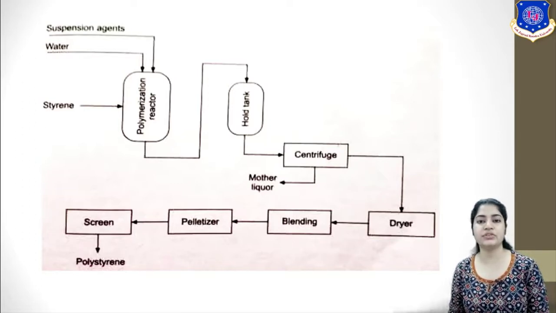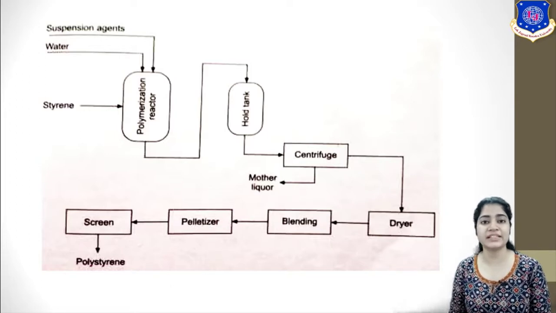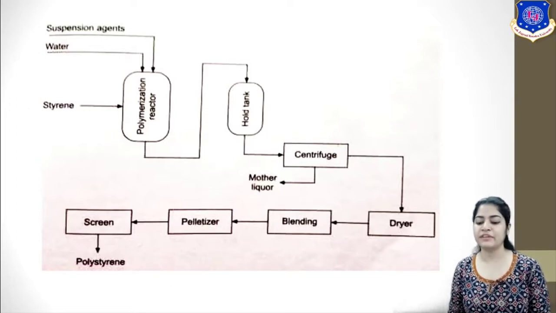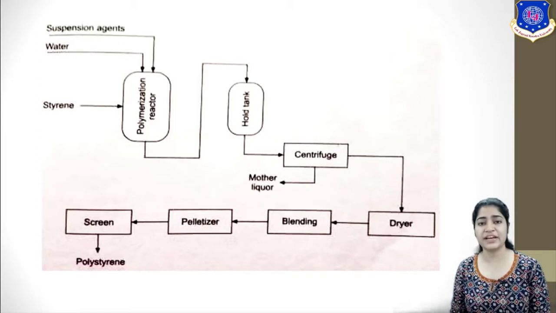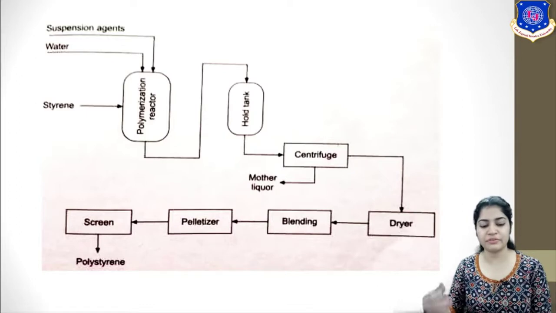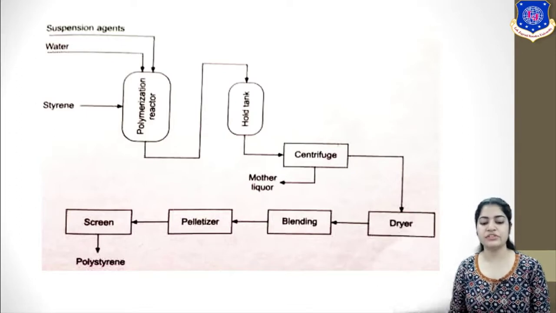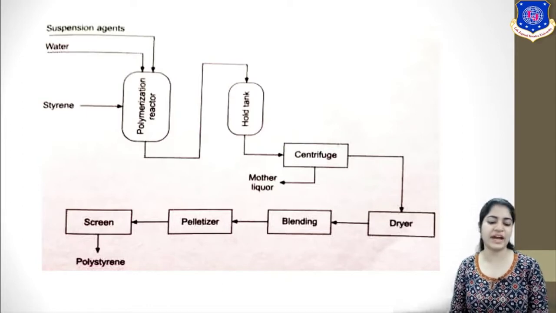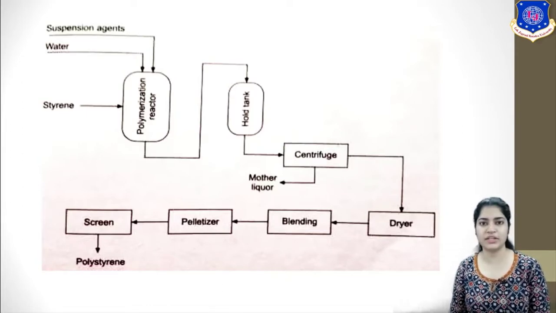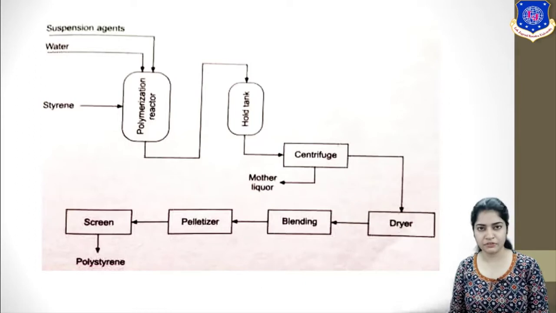Then it is sent to the centrifuge, from where the mother liquor is separated out. Then followed by a dryer, where the remaining suspension is dried off. Then to the blender, where certain additives are added. Then to the pelletizer, where you form your product in the form of small pellets. Then through the screen to remove any traces of impurities, and finally you get your polystyrene. So this is a very simple flow sheet of the production process.